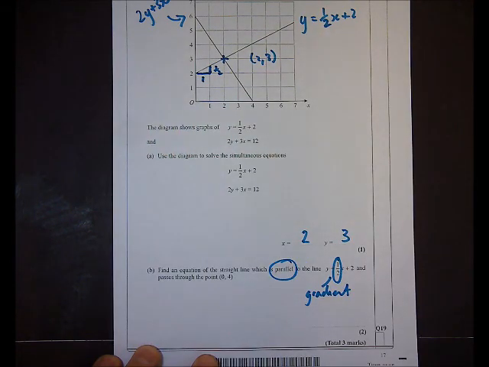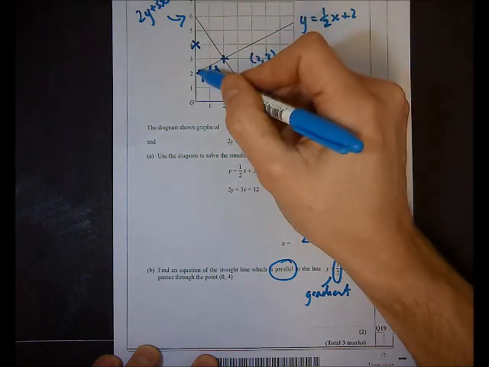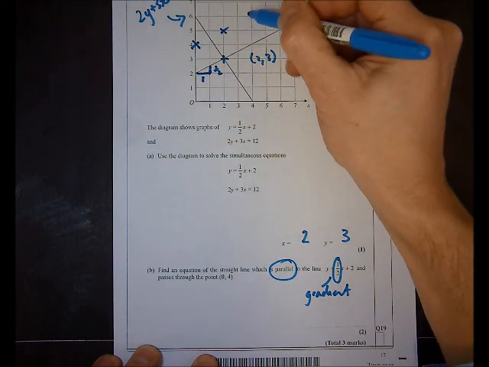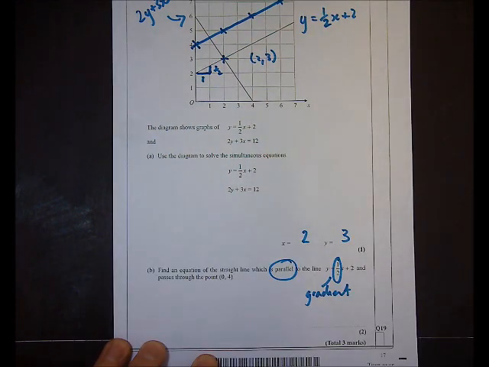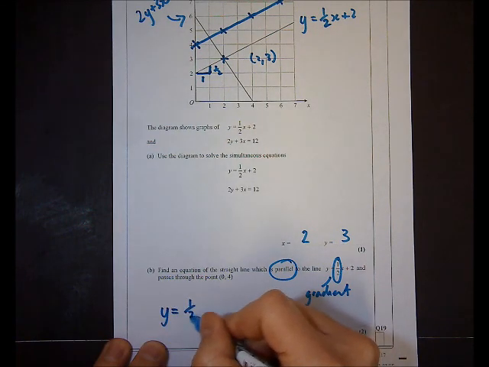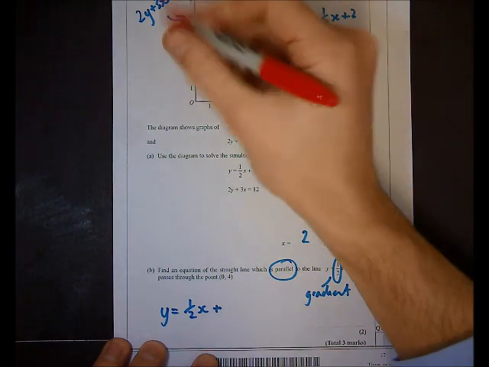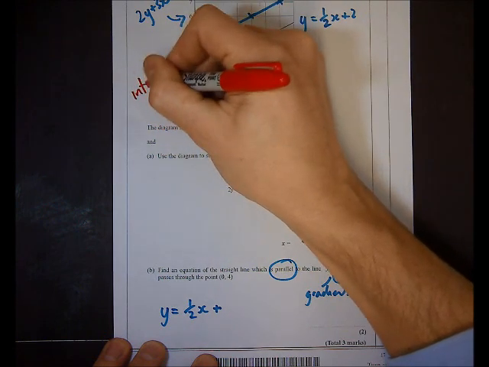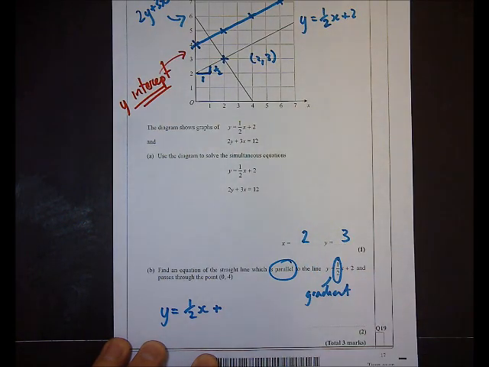And I'm told that this new line passes through the point 0,4. That's the point 0,4 there. So my line is going to follow the same gradient of this, so it's going to go across like that. So that's my new line, and I just need the equation of that line. Well, as the gradient's the same, it's going to start with y equals a half x. And all I need to do is work out what I add or subtract on the end. And that's the intercept. So I need to know the intercept. And the intercept is where it crosses the y-axis. We call that the y-intercept. And therefore it crosses the y-intercept at 4. So the equation of my line is y equals a half x plus 4.